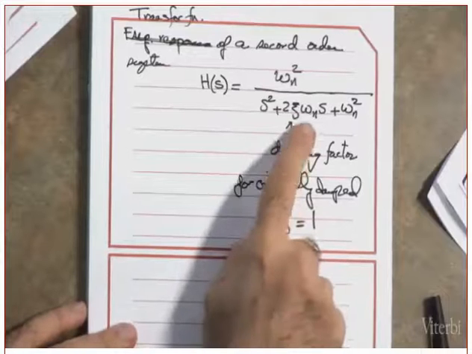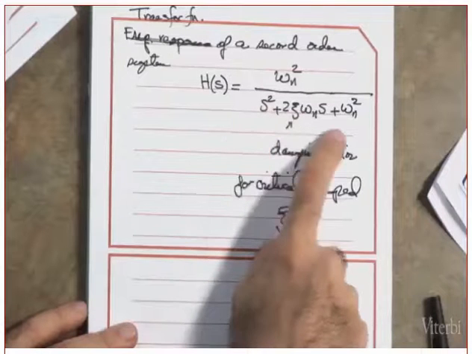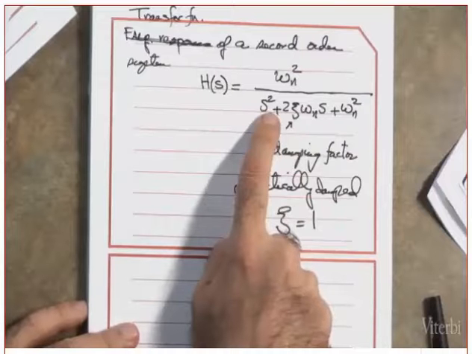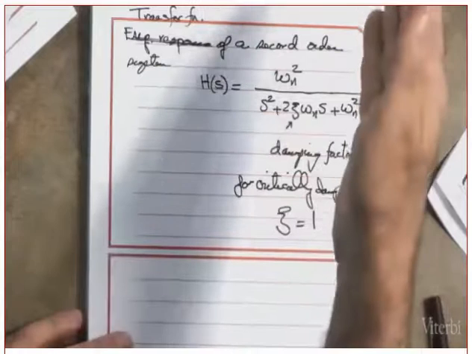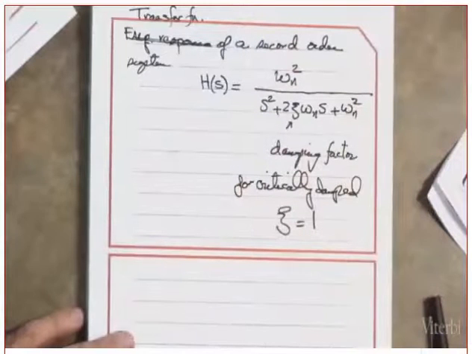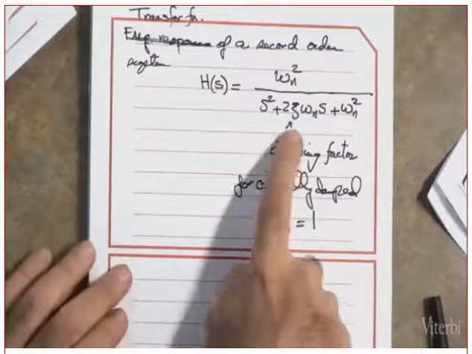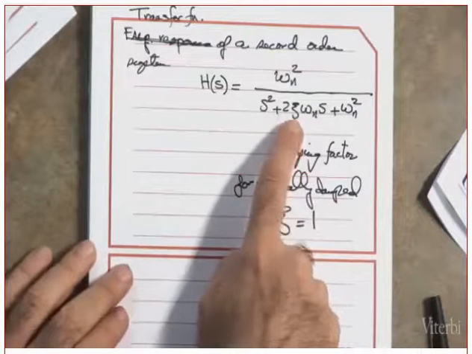Undamped, the C is equal to 0. Notice, by the way, if C is equal to 0, what are the poles? At s equal to plus or minus j omega n, which means they are located on the j omega axis. What does the output look like? A sine or a cosine? Sinusoidal. Yes or no?